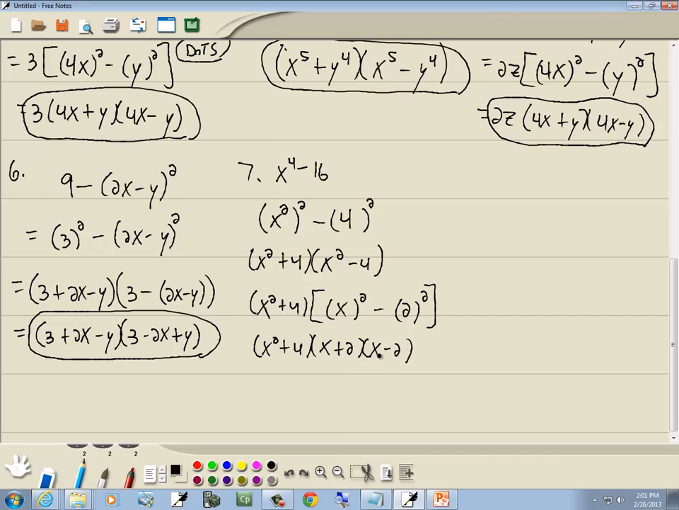Now we can't go further because nothing times itself gives you the x, or nothing times itself gives you the 2. So those are our answers. I didn't try to go any further in these previous problems because of the same reasoning. Like this one right here, 4x minus y. Well, 2 times 2 gives you 4, but nothing times itself gives you the x, and nothing times itself gives you the y. So that's why I didn't even bother in that.